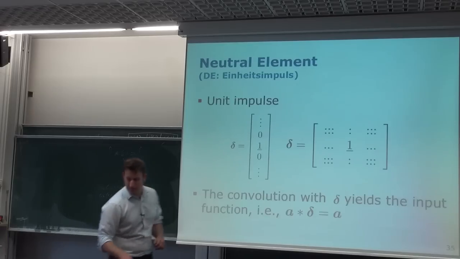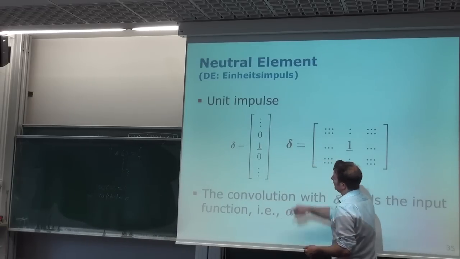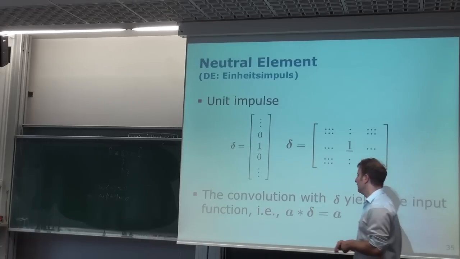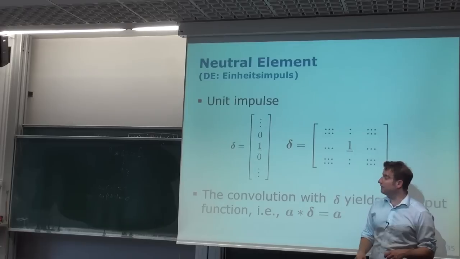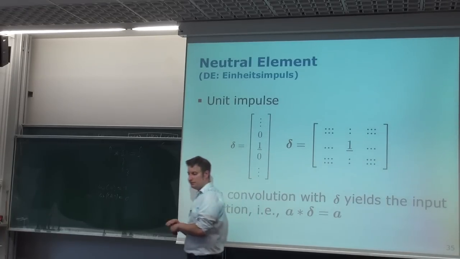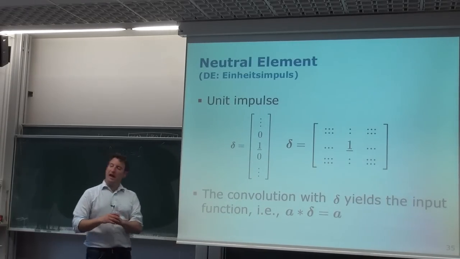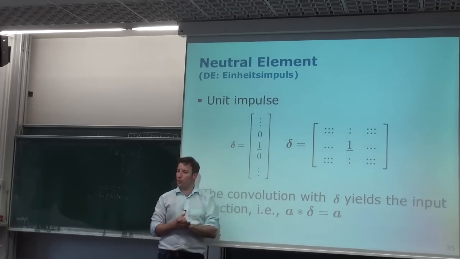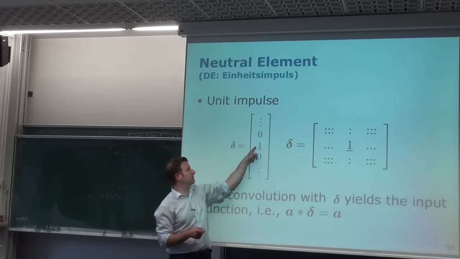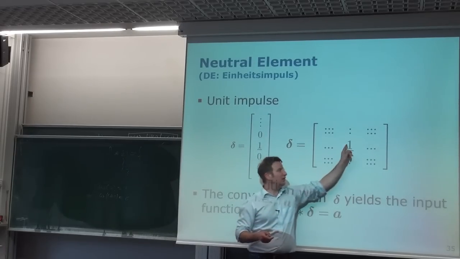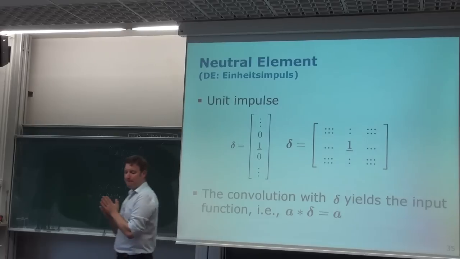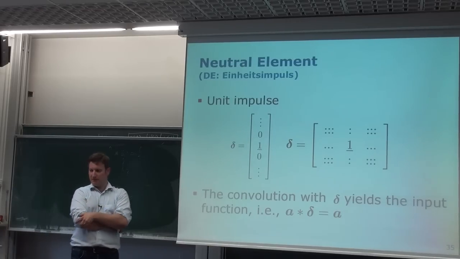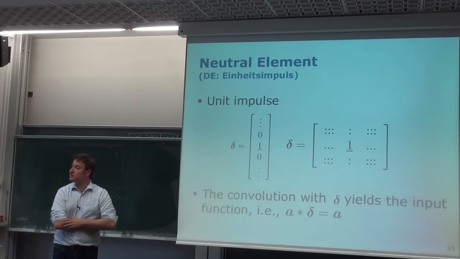If I do this, it's called the unit impulse. This value is 1, all other values are 0, or in the 2D case, and if we convolve A with the unit impulse, we actually obtain A. What happens now if I keep the unit impulse, but I change the location of the 1? Say, move it in this direction, 1 up, or here, 1 to the right. What happens then? Yeah, it's a translation or a shift.